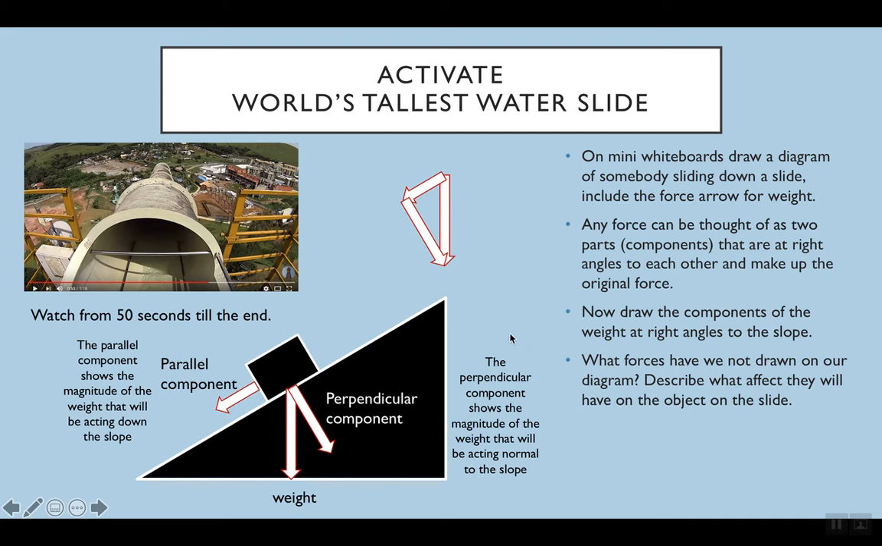So what effect would they have on that person? Well, we saw what effect they had on that person. It would be them accelerating down that slide, wouldn't it? So when we've got a force, one of the things that a force can do is it can accelerate the object.